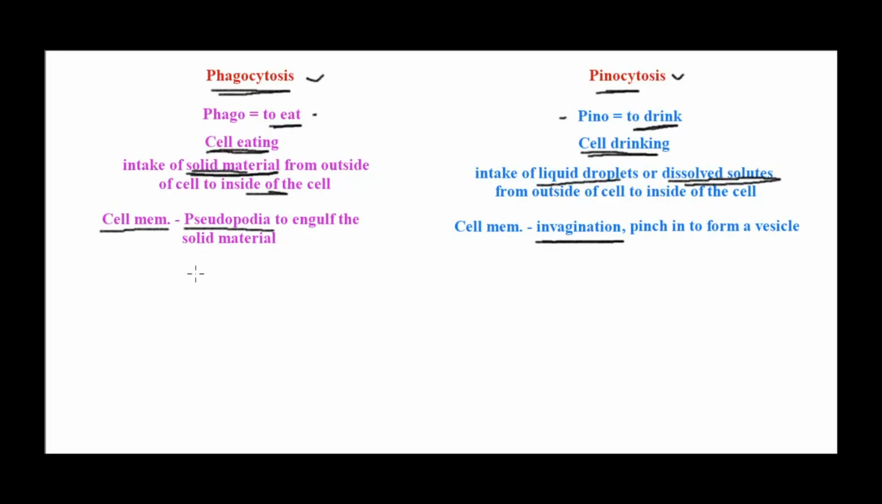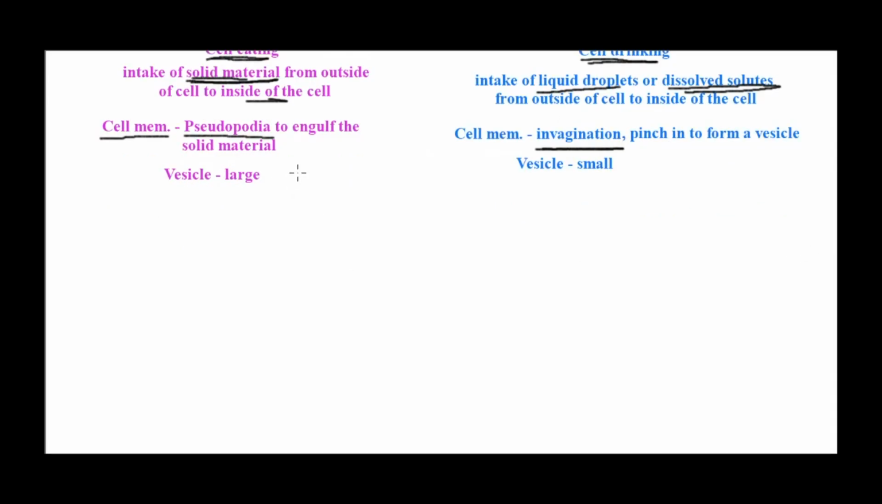Phagocytosis is a procedure to take up a solid material like bacteria or any other dead cell. So you can imagine that the pseudopodia has to be really huge, right? Because when a macrophage takes up a bacterium, it is really huge. So the vesicle that is formed in case of phagocytosis is really large, relatively large compared to the pinocytosis process.